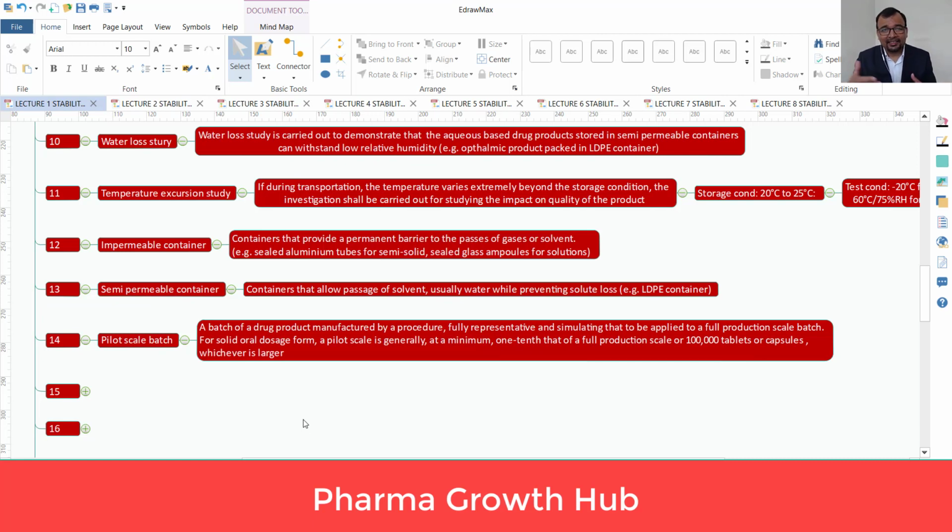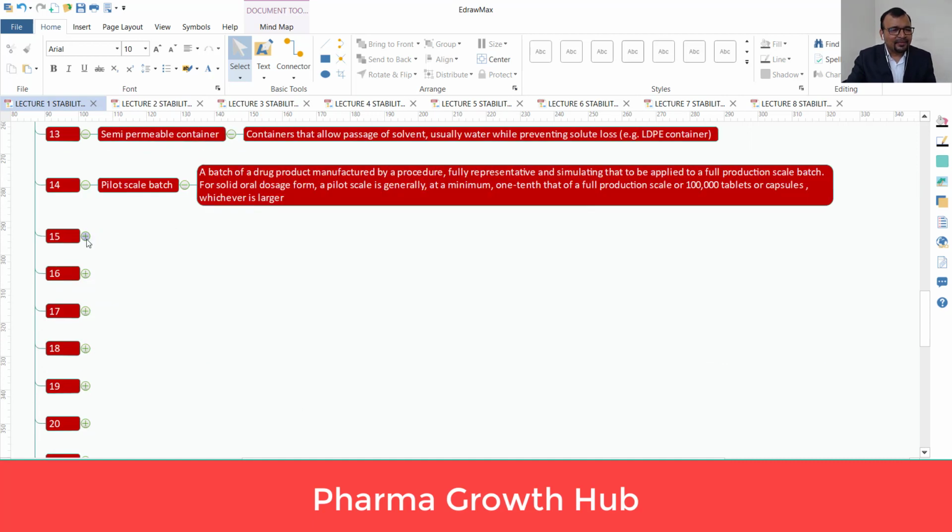Or in another example, let us say that the manufacturing batch size is 20 lakhs, and hence the 10% will become now 2 lakhs, and you have to choose between 2 lakhs and 1 lakh, whichever is greater. So obviously 2 lakhs is greater than 1 lakh, and hence the pilot scale for this particular product with 20 lakhs batch size will be 2 lakhs dosage forms.